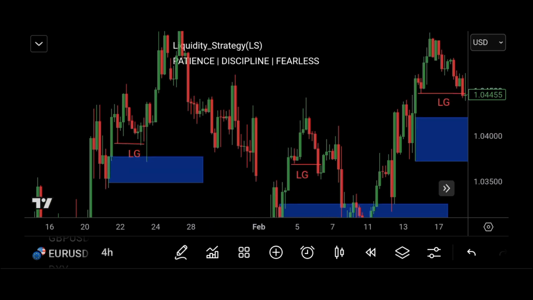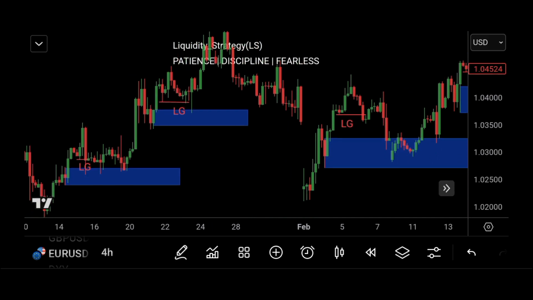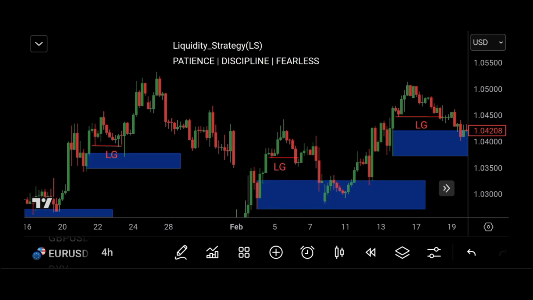As you can see here, the same thing happens over and over again. And inside loss of strength, we have 5 types of loss of strength. So this is what I'm going to teach you.